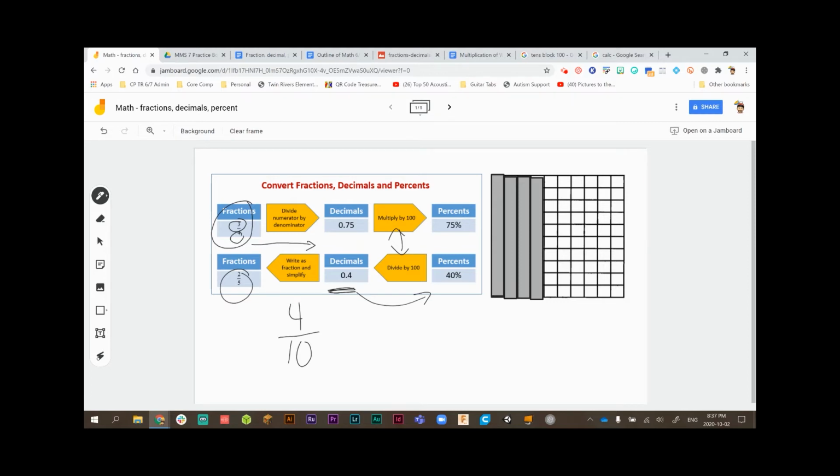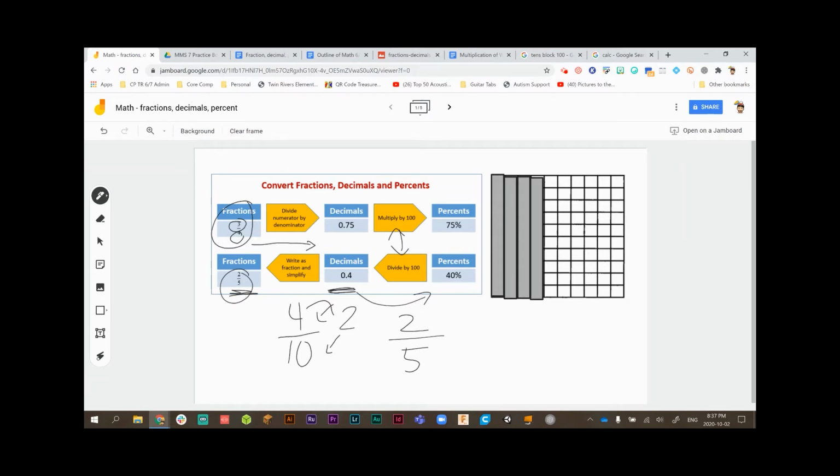Okay? Now, what simplest form means is there's a number that can go into 4, and there's a number that can go into 10. So we want to find which number is divisible into 4 and 10. I'll give you 3 seconds to think about it. They're even numbers. That is 2. So if I divide 4 by 2, I get 2. If I divide 10 by 2, I get 5. And that's why this is the simplest form.